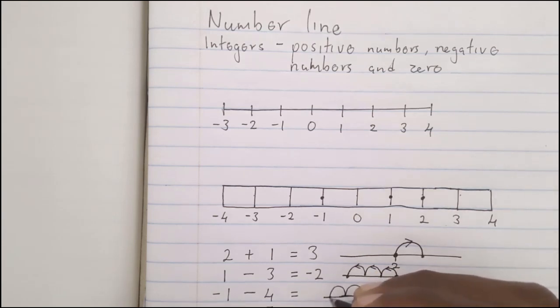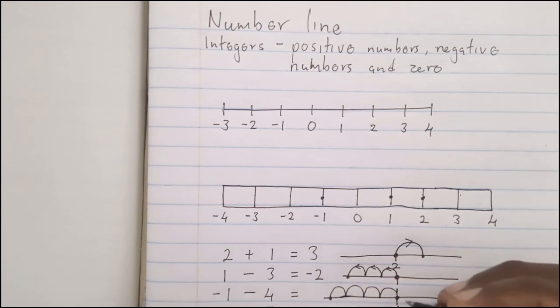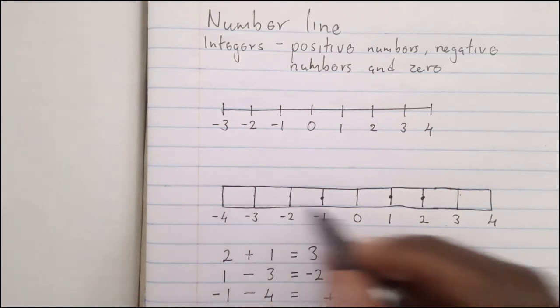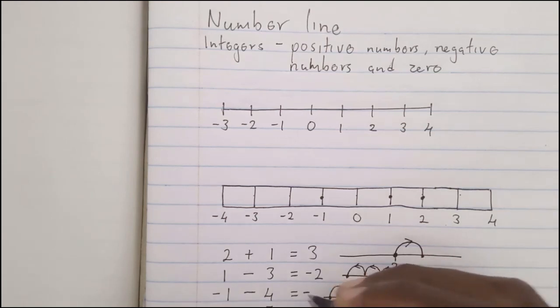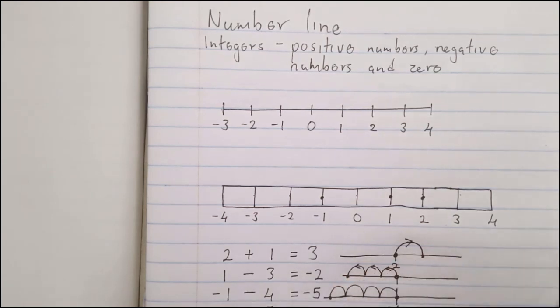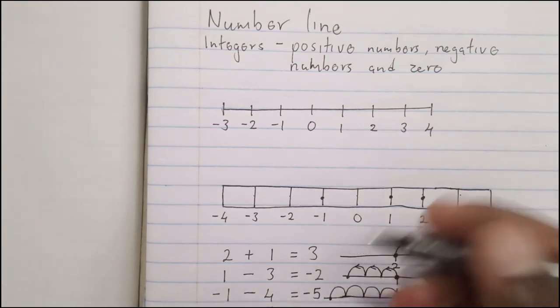Which position do you find yourself in? If you did that right, probably you went outside of your little indication here. And the next one, probably guessed right, it will be -5. Okay? Because you're at position -1 and you went 4 steps backwards or to the left.